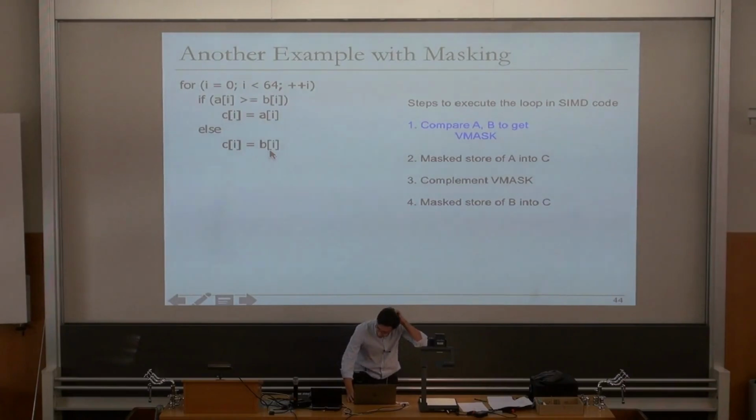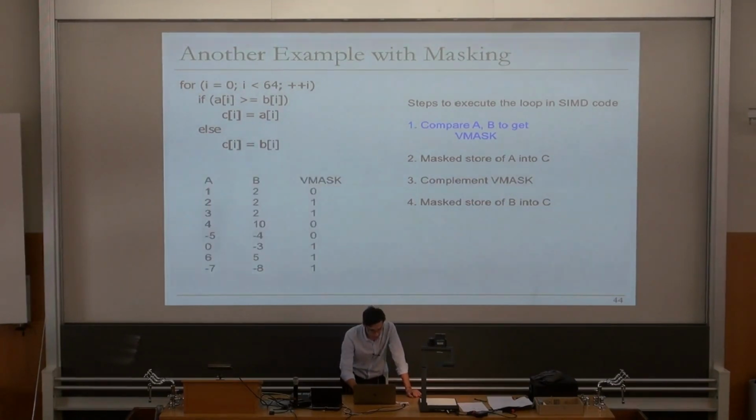And the way that we implement this is by first comparing A and B, and depending on this comparison we will get 0 or 1 in the corresponding bit for the corresponding element in the vector register. And we obtain V mask. Then in step 2, we store A into C for those elements that have 1 in the vector mask. Then we complement the mask, and then we execute the store from B to C.